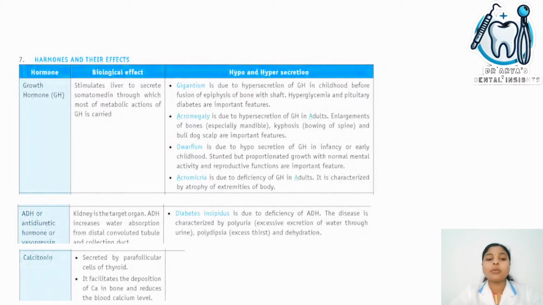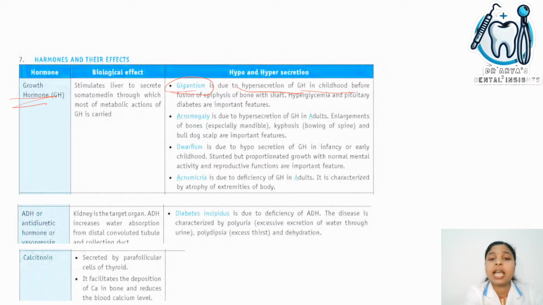So, some hormones and their effects. First one is growth hormone. It stimulates the liver to secrete somatomedin, through which most of the metabolic actions of growth hormone are carried out. First one is gigantism. What is the reason for gigantism? It is due to the hypersecretion of growth hormone in childhood before fusion of epiphyses of bone with shaft. Hyperglycemia and pituitary diabetes are important features.